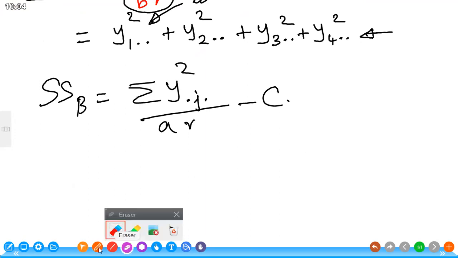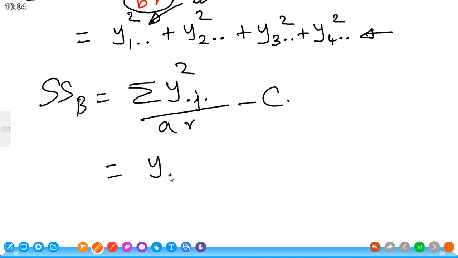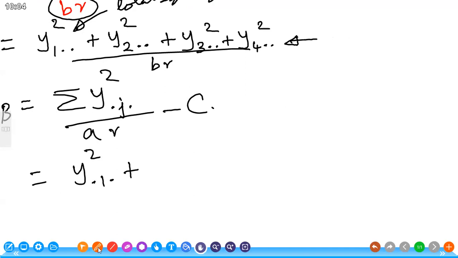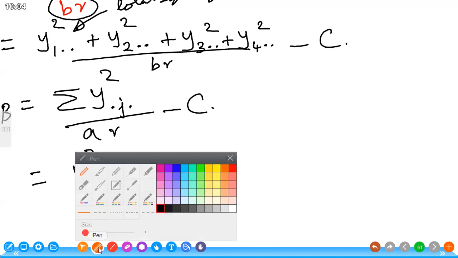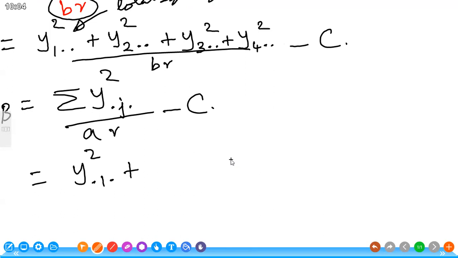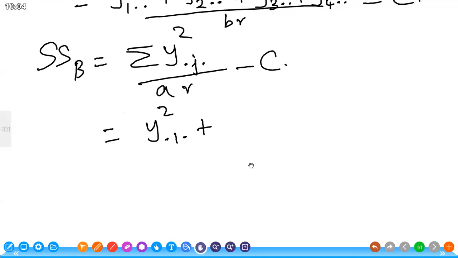So this is actually y dot 1 dot square plus, here I will have to give this divided by BR. So we'll have to add that also, divided by BR, because you cannot leave it as it is. Then minus the correction factor. You'll have to write that, otherwise it is incomplete. Right, now the sum square due to B.